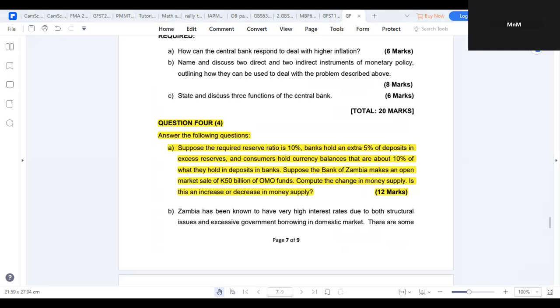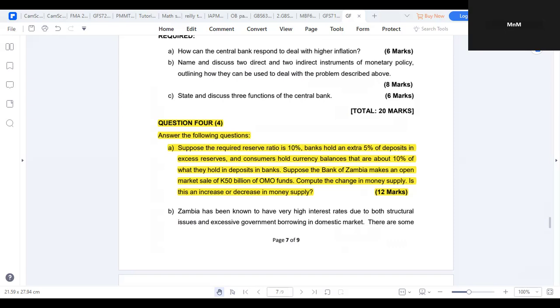Okay, so here we want to calculate our money multiplier and also to see whether there's a deficit or a surplus. So what are we given there? What is our required reserve ratio? 10%. Okay. What is our excess reserve ratio? 5%. What is the currency deposit ratio? 10%, right? And the open market sale, which is 50 billion. Okay, so we want to first calculate the money multiplier.